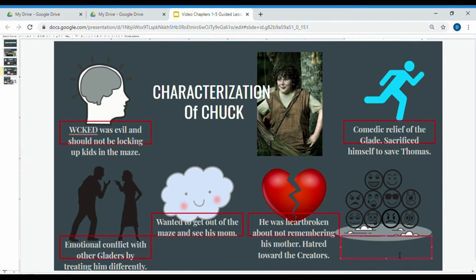And some personality traits of Chuck. He was very goofy and a prankster of some sort. Do you remember when he played that prank on Gally when he was in the bathroom and he shouted in there and ran away? So he was definitely a prankster, especially in the beginning. And then towards the end, he was absolutely, we could bold it, we could underline it, brave. He sacrificed himself in front of the knife to save Thomas at the tail end of the Maze Runner.